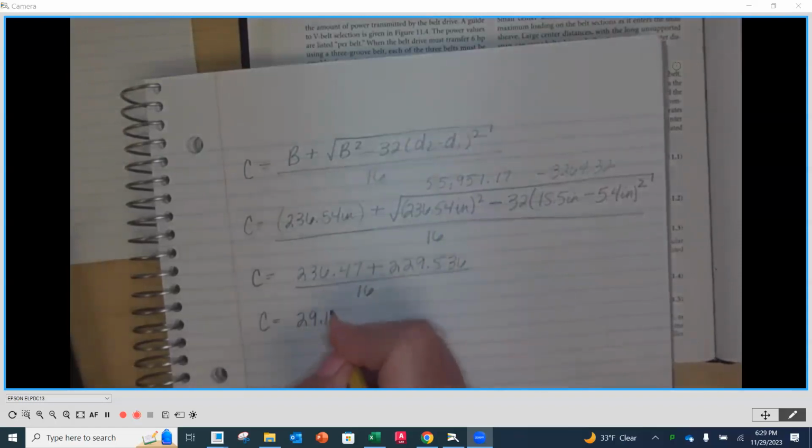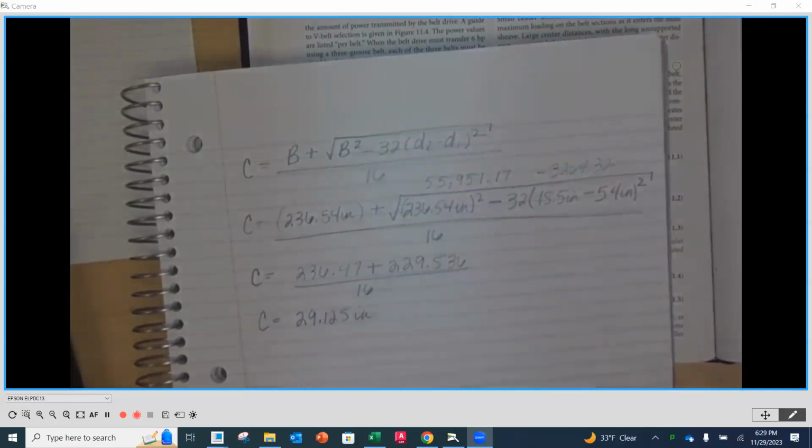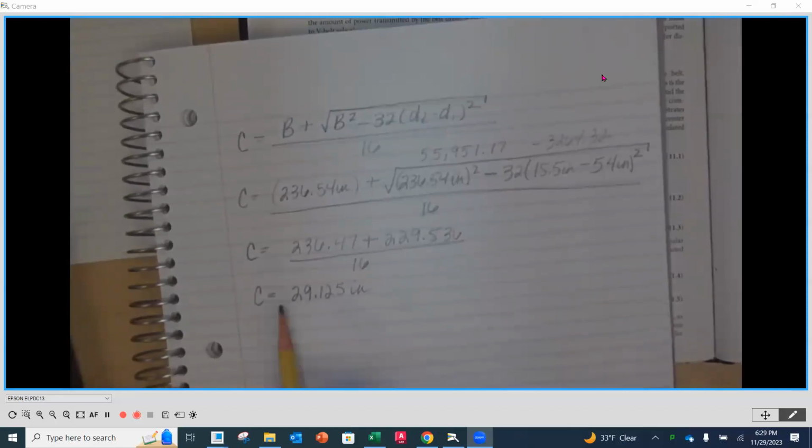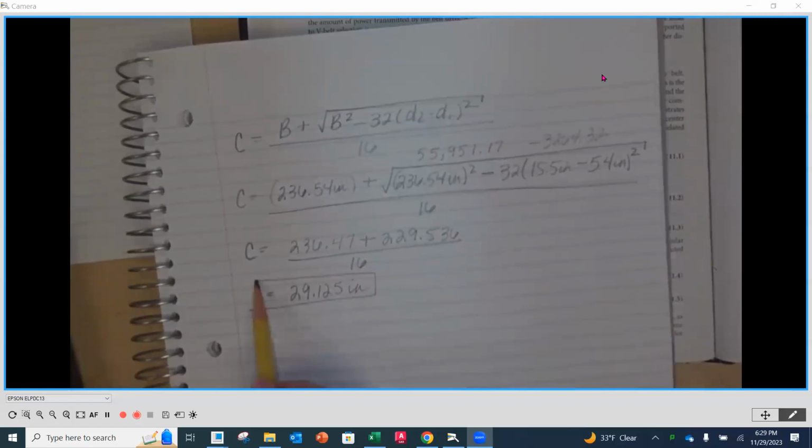I got 29.125. 129. Oh, well, rounding, right? How about those who are virtual? Did you guys get the same number? Yeah, got 0.13. They're pretty much right. That's what I got as well, 0.13. You got that too? Okay, awesome.